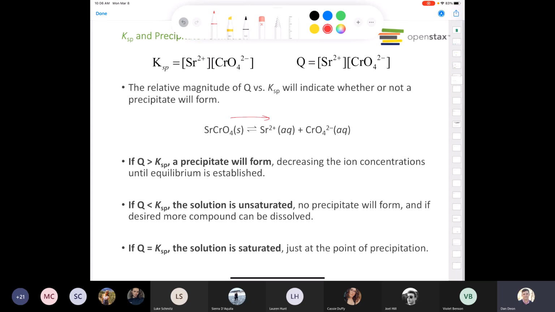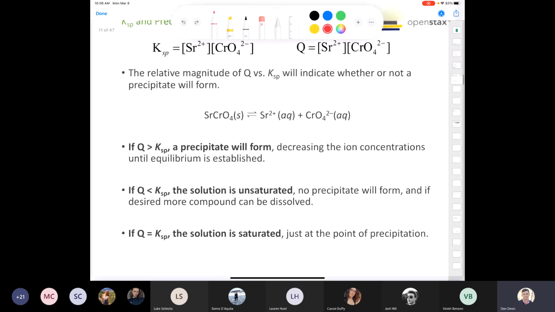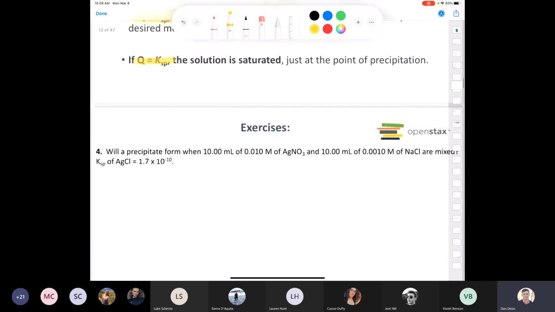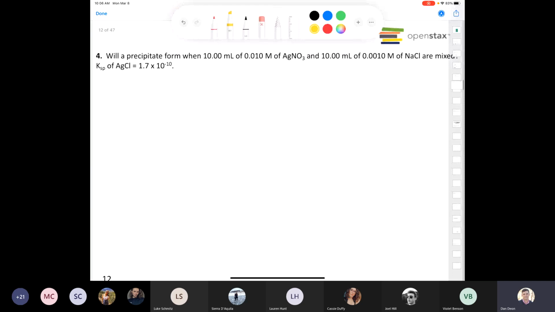And when your Q is equal to your K, okay, you're just at the point of precipitation. So when Q is equal to K, you can literally think of it as if you add one more formula unit of strontium chromate, and it's going to form a precipitate. So just the comparison between Q and K, you can imagine that I'm going to ask you about this on your next exam. It's very easy for me to write a question that deals with comparing Qs and Ks, just like we've done before. All right, so let's take a look at an example where we would compare Qs and Ks.